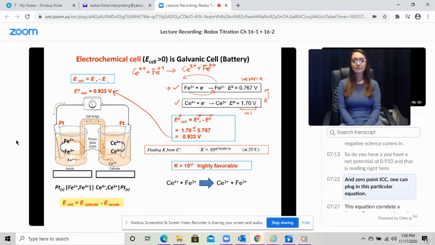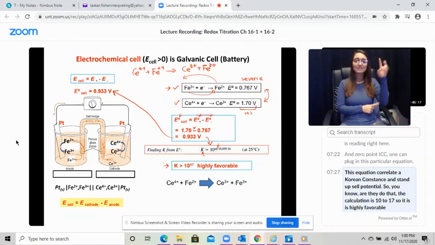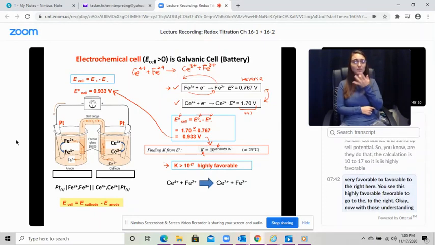And with the 0.933, one can plug into this particular equation. This equation correlates equilibrium constants and standard cell potential. So after you do that, the calculation is 10 to the 17. So this is highly favorable, very favorable to the right here. You see, this is highly favorable to go to the right. Okay. Now, with that understanding of the potential, we go into here.